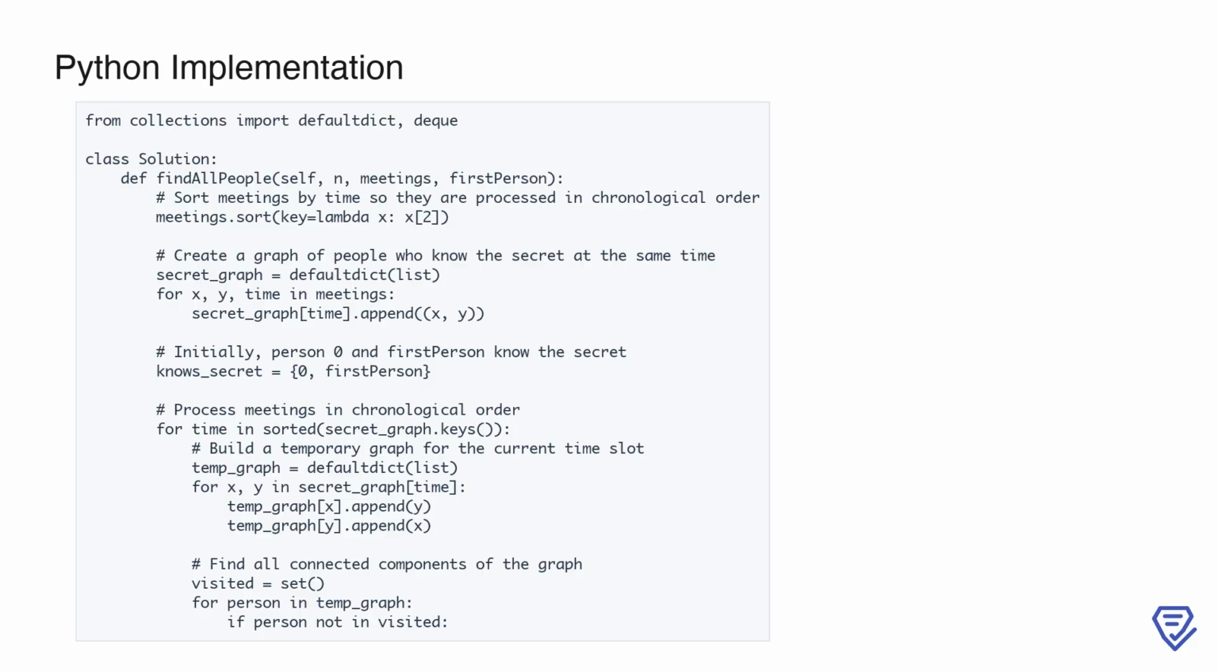Then, as we process meetings in chronological order, we prepare to handle the interactions for each specific time slot. For each time, a temporary graph is created to represent the connections between people who meet during that time. This graph uses a similar structure to the main graph but is scoped to just the current time slot. We also initialize a visited set to track people we've already processed during our search.